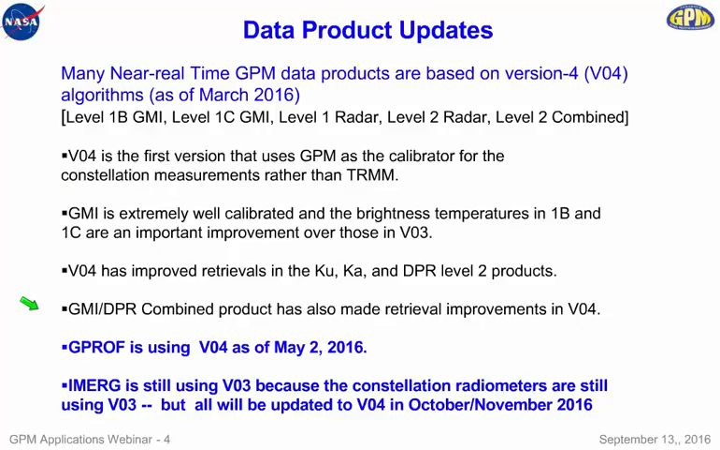Online, you will also find older version data, just if somebody wants to compare or check. But the recommendation is that you use the latest version, because clearly that is an improvement over the previous version. Now, IMERG is still using version 3, because all the constellation and GPROF had to be in version 4 before they can all be merged and processing can be done. That processing has been going on right now, and in a month or two, version 4 IMERG should be available.